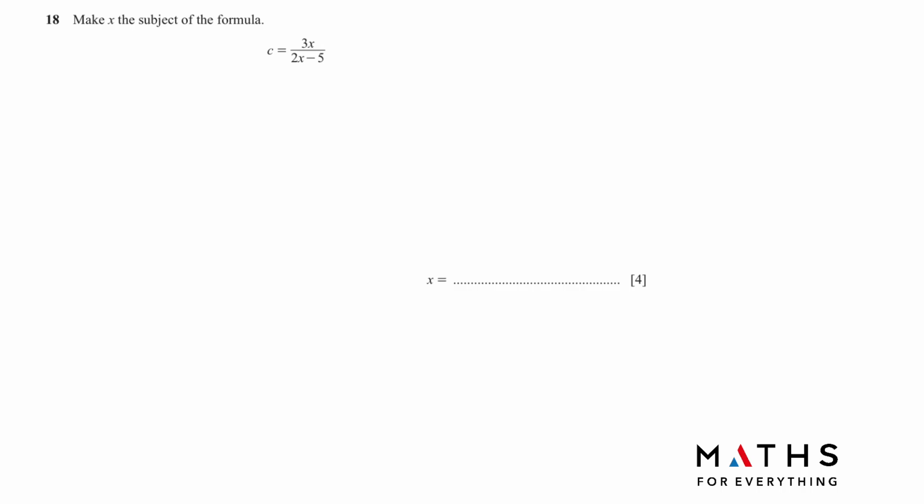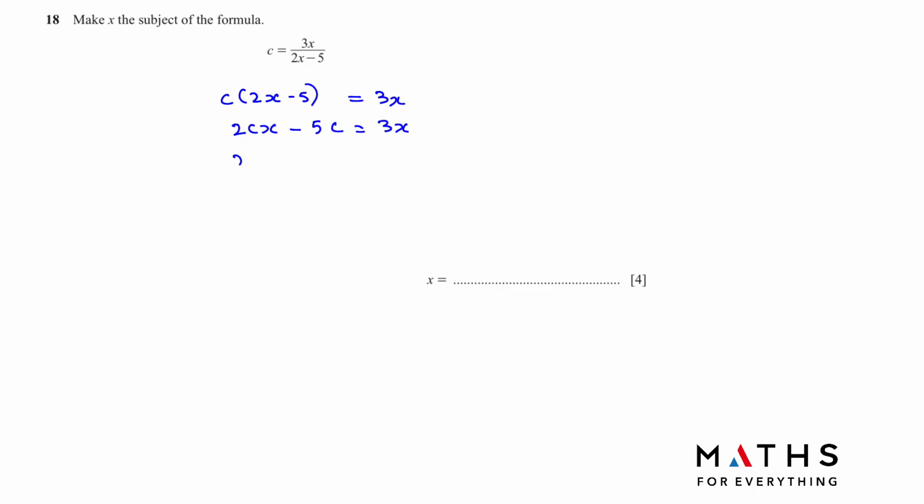Question number 18. Make x the subject of the formula. It's a 4-mark question and you should really know how to do these types of questions because algebra is very important. Making x the subject. The first thing, remove the x from the denominator by cross multiplication. Next, expand the bracket. So c multiplied by 2x is 2cx and c multiplied by negative 5 is negative 5c.